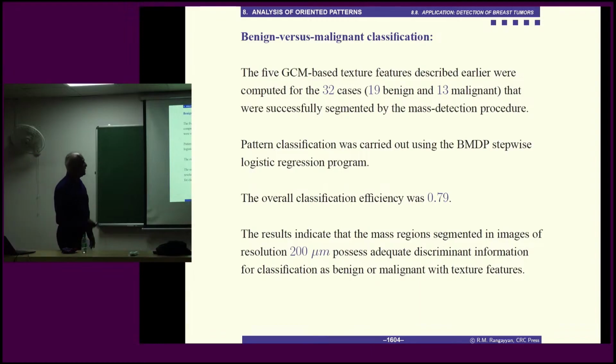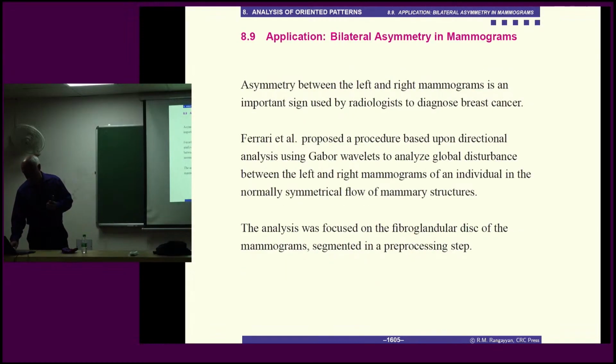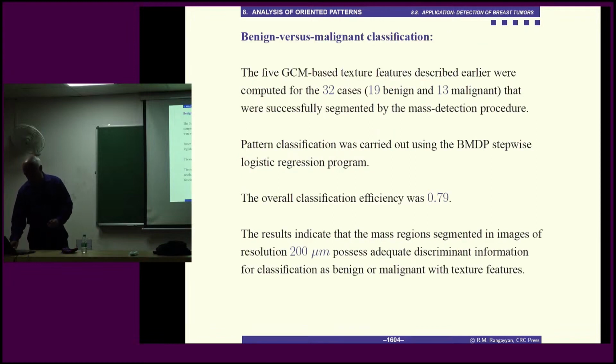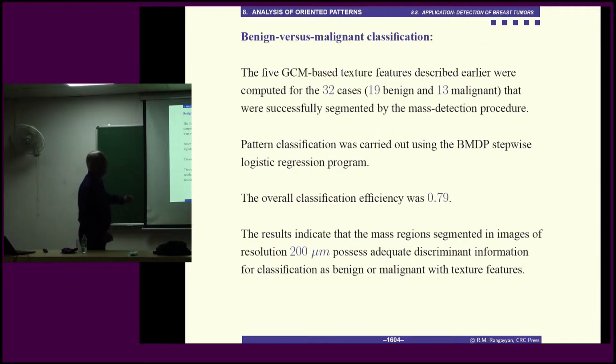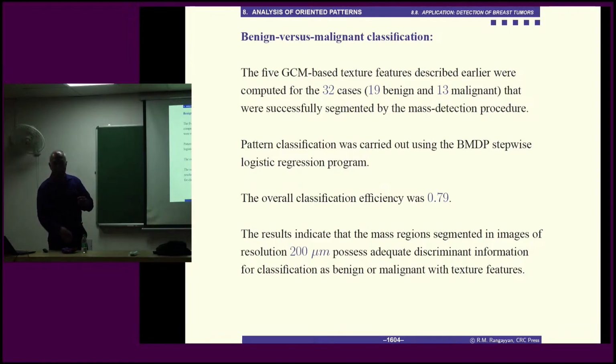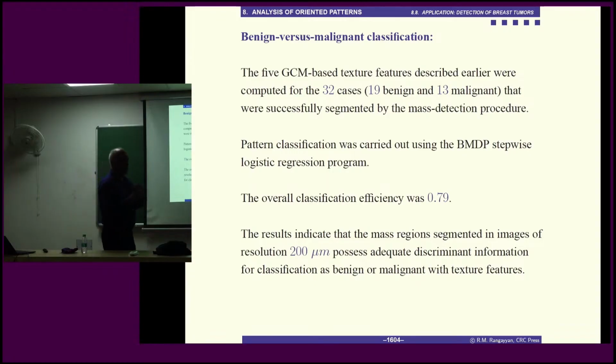Benign versus malignant classification, the overall accuracy was 0.79, which is not very high. The database was small. So I won't claim anything big about that, but at that time that was substantial. So that paper was published in the Transactions on Medical Imaging. We only had 32 cases, so that's not a very reliable result, but it was an important method and result at that time.